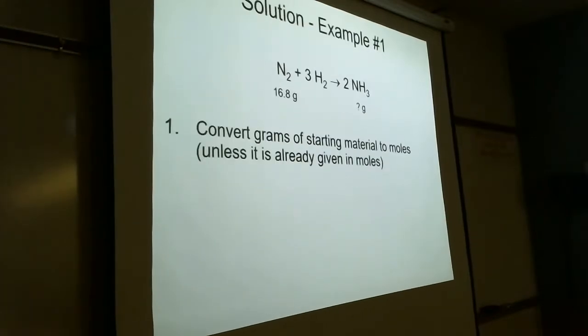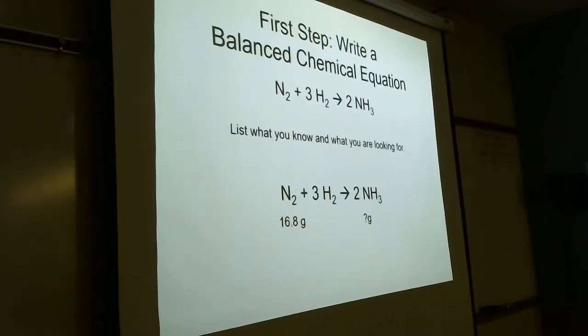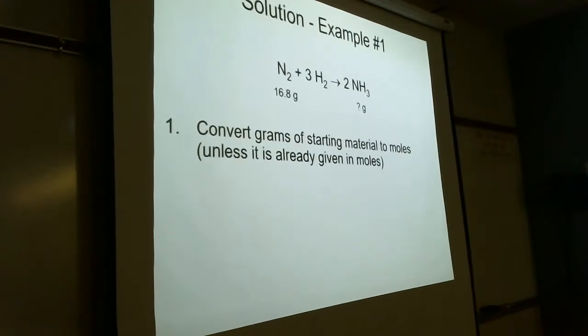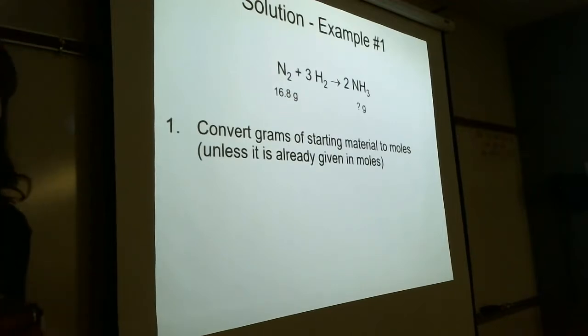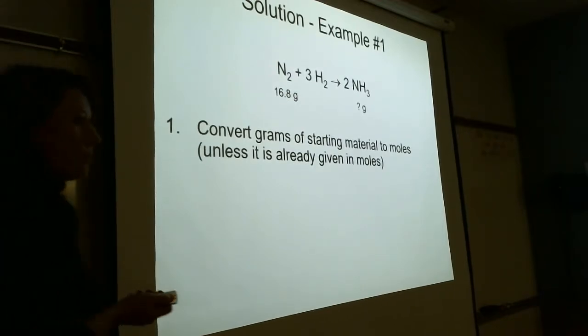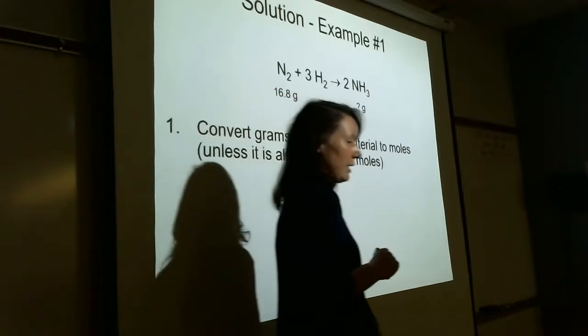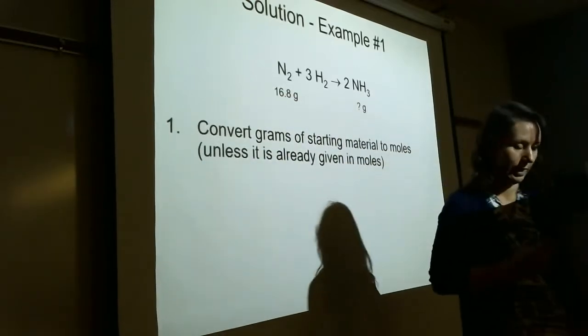Now, step 1, I guess you could think of that as step 0, right? There's step 1, where we're going to convert grams to moles of my starting material. I gave my starting material as 16.8 grams. Got to convert that to moles. So what do I use? Avogadro's number or molar mass?